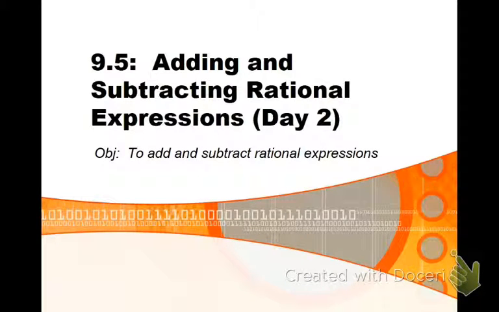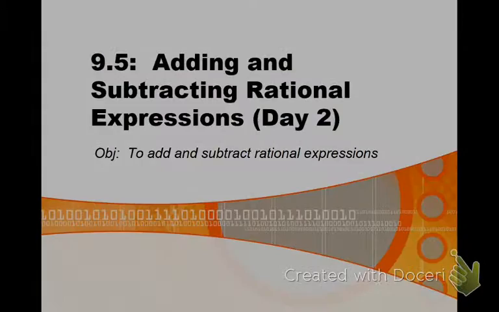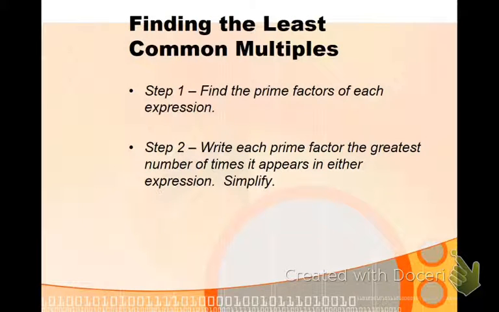All right, so for today we are just going to keep adding and subtracting rational expressions. Just a refresher from what we did yesterday, finding the least common multiples. First step is to find the prime factors of each expression, which means we have to factor it. That's what we put in that dash dash blank afterwards.